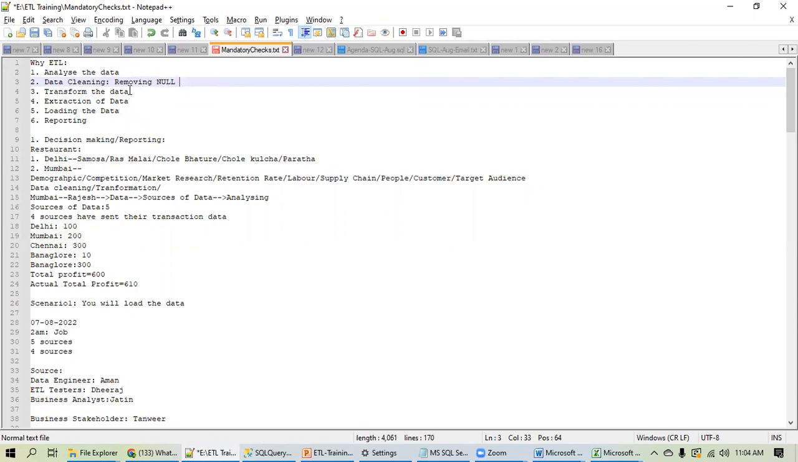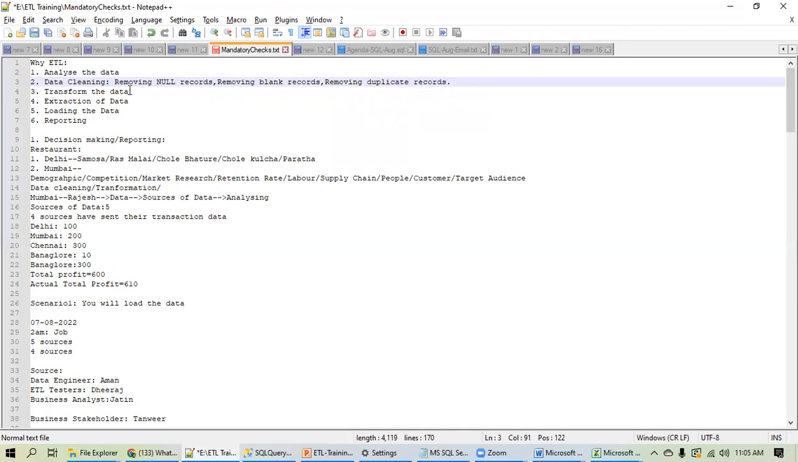Removing null records, removing blank records, removing duplicate records.